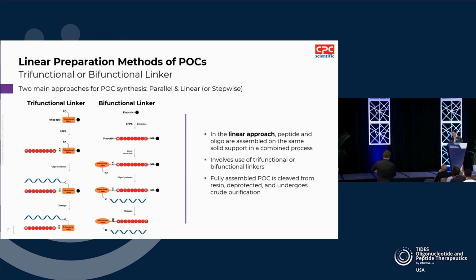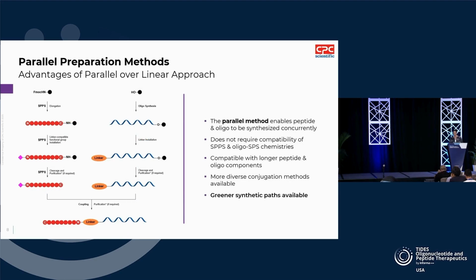But the linear approach has many constraints, as the chemistry for both the peptide and the oligo solid phase synthesis needs to be compatible. And the longer sequences you get, the more complicated the manufacturing can be. So in the parallel approach, which is the other way that we're doing this, the peptide and the oligo fragments are synthesized completely independently and concurrently, and then those fragments can be coupled together in a liquid phase procedure, followed by the purification of the entire POC to yield the final product. So the parallel approach has the advantage of not requiring any compatibility of the solid phase peptide and oligo synthesis procedures.